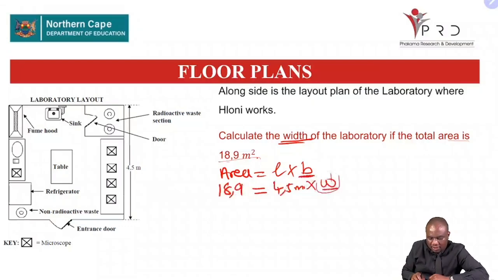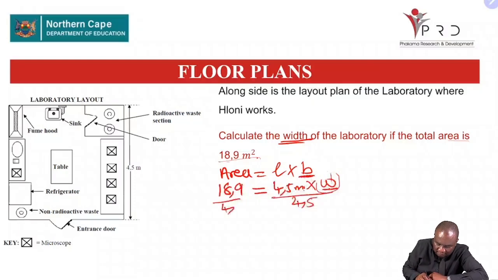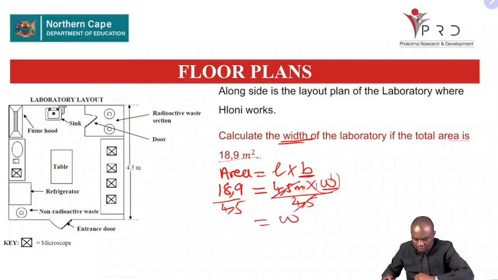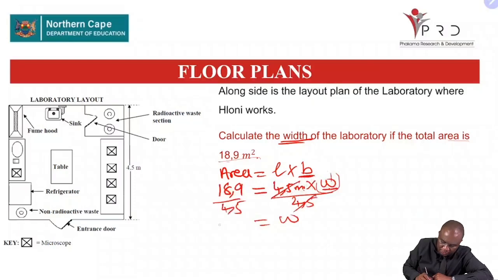Now what do we do to get width? Remember simple equations, when we do inverse operations. Here we have 4.5 times width, so we have to do the inverse of multiplying, which is dividing. We divide by 4.5, then we remain with width. And what is 18.9 divided by 4.5? We get 4.2.